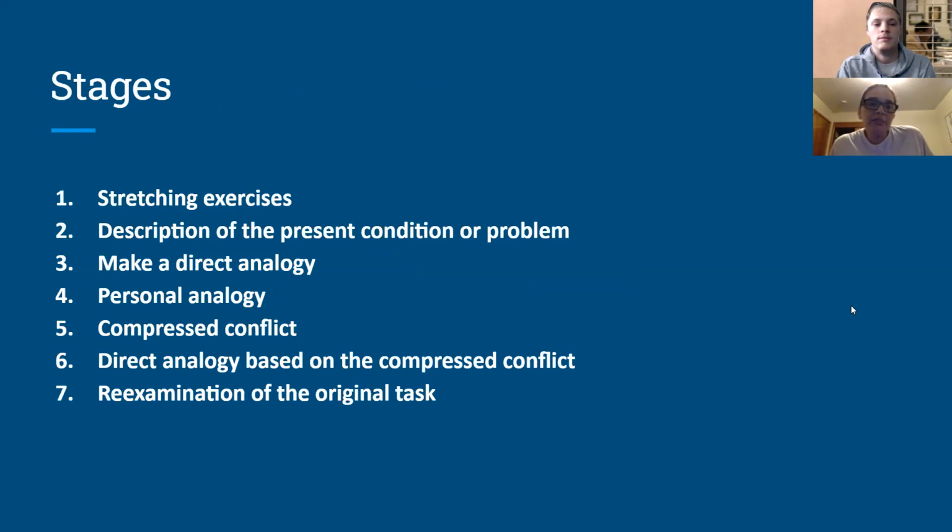Okay, the stages for this model: number one is a stretching exercise. Number two is description of the present condition or problem. Then make a direct analogy, personal analogy, compressed conflict, direct analogy based on the compressed conflict, and re-examination of the original task.